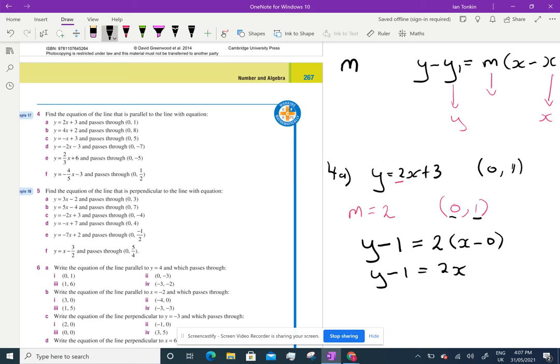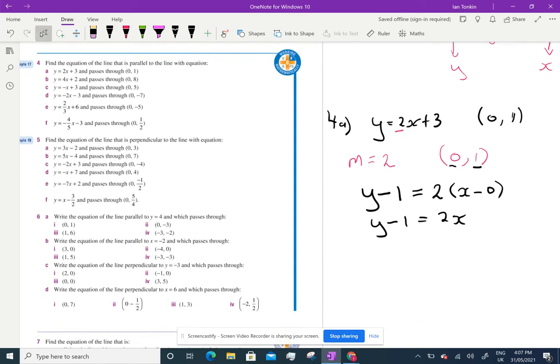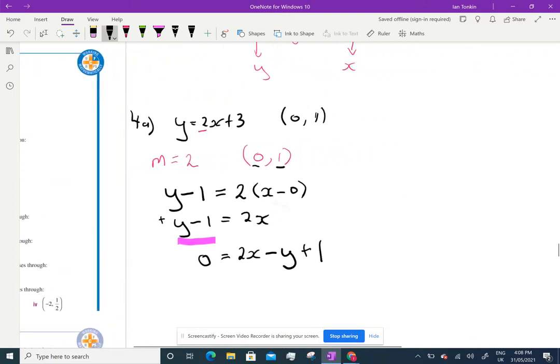Now, even though it would be better to write this in y-intercept form, I'm going to write it in general form because that's the way it's going to be easiest for you. And the x has to be positive, so I'm going to move all of this to the other side. So I'm going to get 0. Now, if I move that, I've got to minus the y because it's plus y. And I'm going to add the 1. And there it is written in general form. Let's have a go at C.